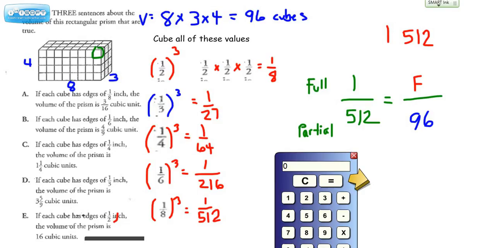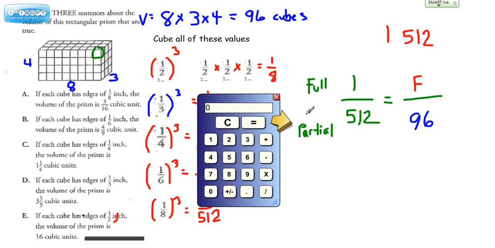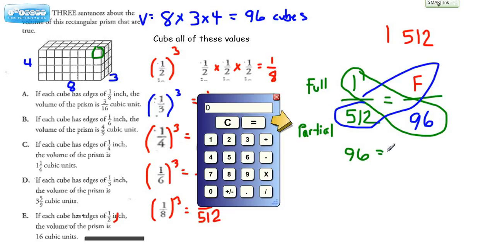All right, so now let's proceed with solving for f, or full cubes. Let's move this off to the side. Now if we use cross products, we have 1 times 96 would be 96. And the other cross product, I'll do it in blue, would be 512 times f. The coefficient is 512. That's what we want to divide both sides of the equation by to solve. And the 512s cancel out, and we'll bring down the f. So this is full cubes, full unit cubes.